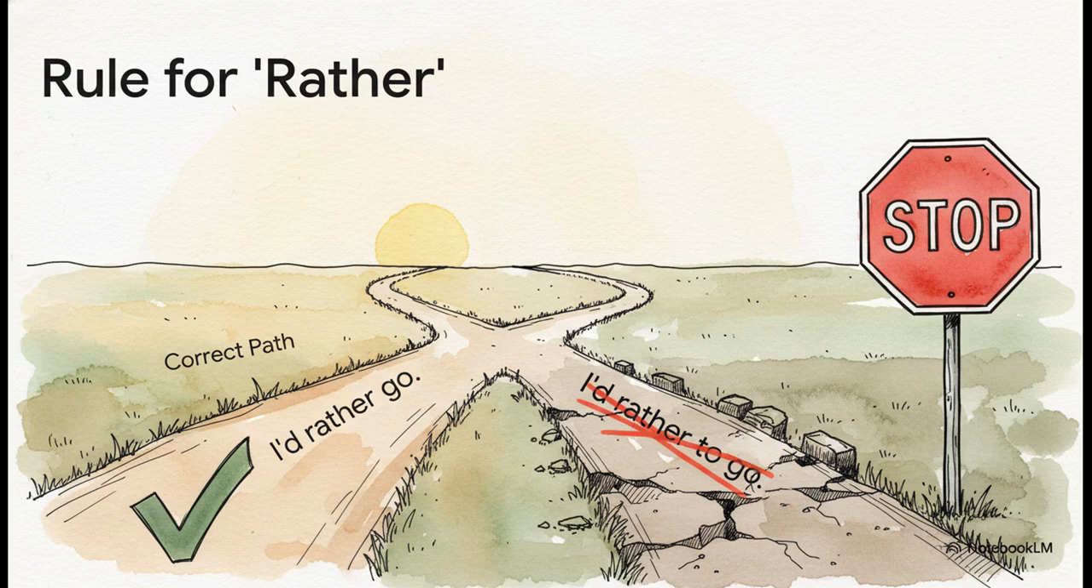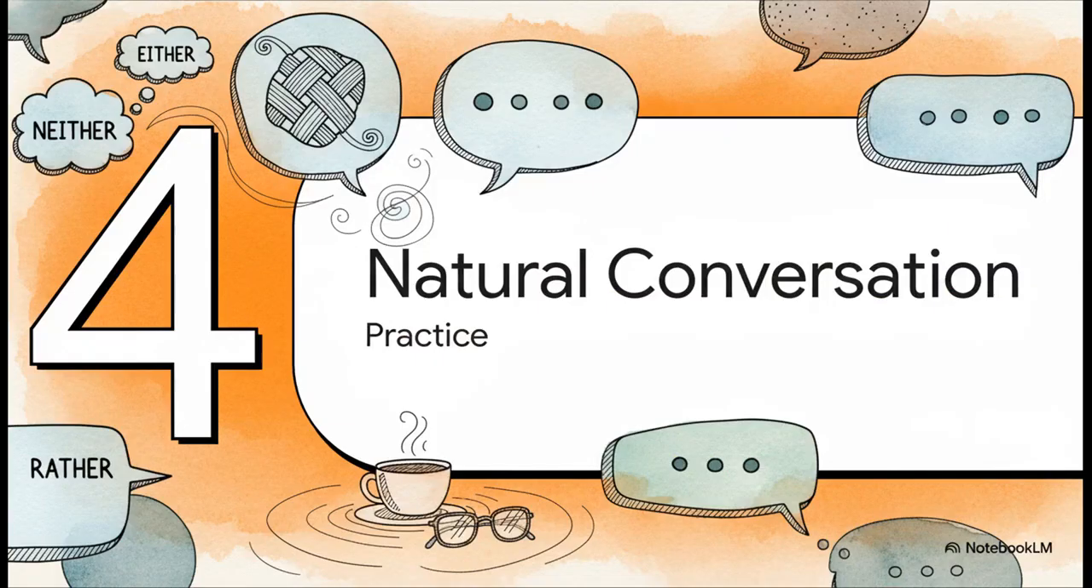Now, listen up, because this is the number one most important rule for this word. This is the mistake everyone makes. After I'd rather, you always use the simple base form of the verb. No to. So it's I'd rather go, never ever, I'd rather to go. Just burn that into your brain. All right, we've gone through the rules, we've seen the examples. Now let's put it all together and see how these three words actually work in a real everyday conversation. This is where you'll see how it all just clicks.